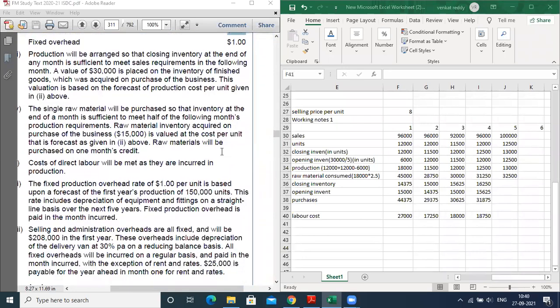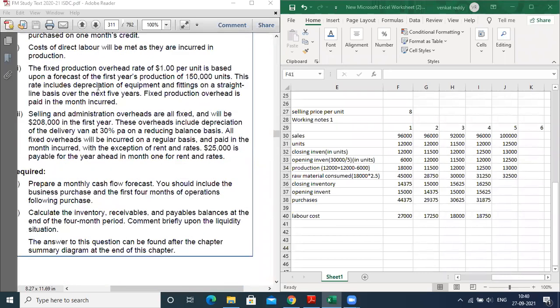Then the next adjustment is fixed production overhead. A fixed production overhead rate of $1 per unit is based upon a forecast of the first year's production of 1,50,000. This rate includes depreciation of equipment and fittings on a straight line basis over the next 5 years, because when we were purchasing the business, it includes a machine value also, and the life of the machine is 5 years. The fixed production overhead is paid in the month incurred. So now we need to calculate the fixed production overheads.